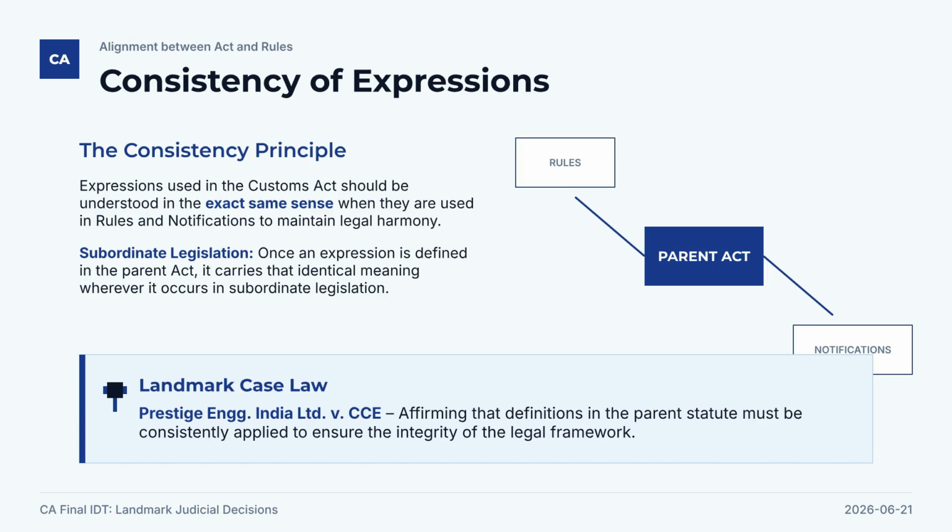Legal consistency is another important principle established by the courts. Expressions used in the Customs Act must carry the same meaning when they appear in rules, regulations, or exemption notifications. Once a term has been defined in the parent statute, that definition continues to apply throughout subordinate legislation. The Supreme Court confirmed this principle in Prestige Engineering India Limited. This ensures uniform interpretation and prevents confusion arising from different meanings being assigned to the same expression. Whenever you encounter a defined term in a notification, your first step should be to check whether that term has already been defined in the Act itself.